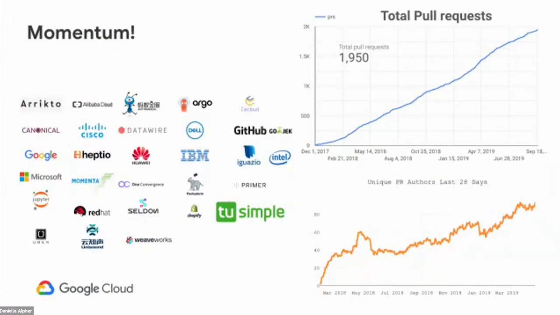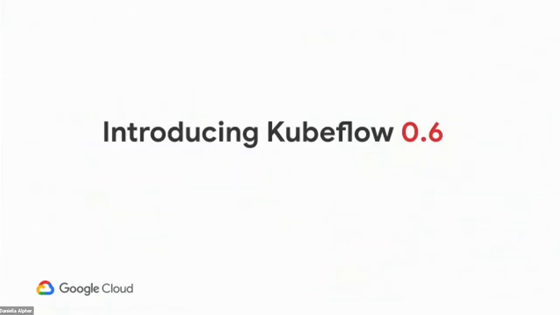You can see the logos here. We have over 30 companies that are participating. The number of pull requests is really just astonishing, as well as the number of unique PR authors. And so I think we're up to over 80 unique PR authors every 28 days. We just released Kubeflow 0.6 at the end of July.